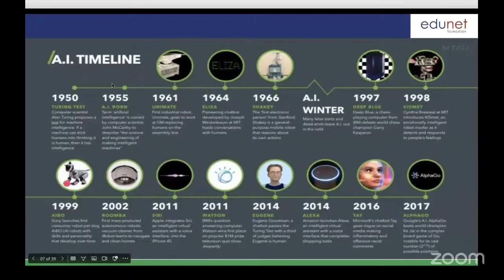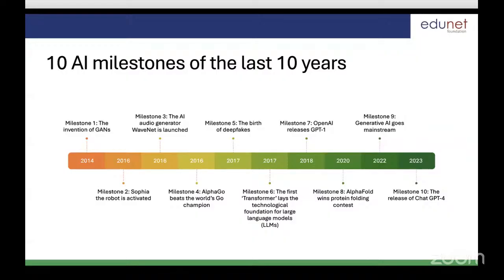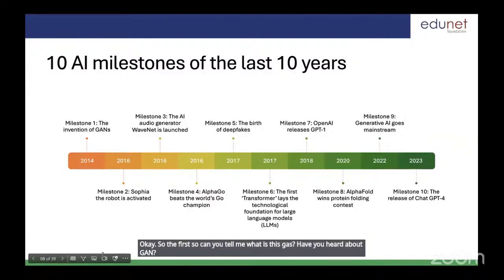We are talking about the milestones as well. So we are going to have a discussion about the milestones of the last 10 years. So the first, can you tell me what is this GAN? Have you heard about GAN? Students, can you tell me what is this GAN?